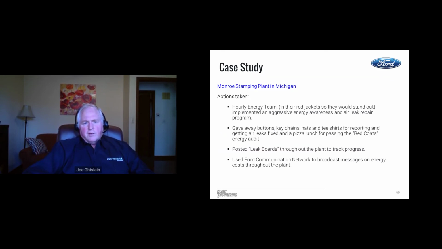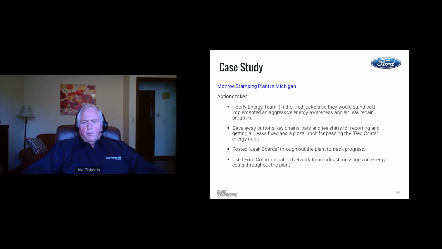So this was an hourly led energy team. They talked to the plant manager. They got red coats, red jackets, so they would wear, and they would go through and do an aggressive energy awareness and air leak program. So they would do weekend walkthroughs. They would go through and see what was happening, and they would have their own energy audits. And as such, they gave away buttons, keychains, hats, t-shirts for reporting any energy and getting air leaks fixed. And then pizza lunches for passing the red coat energy audit every quarter.